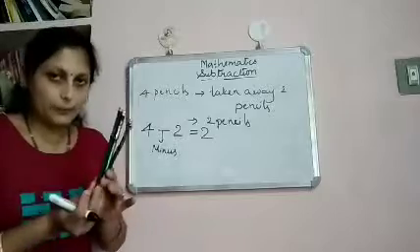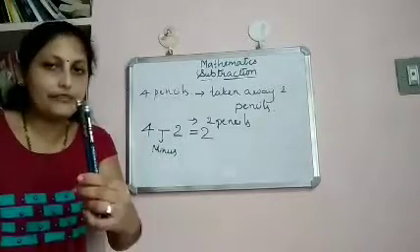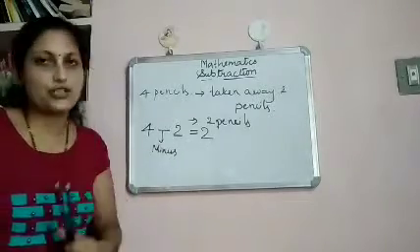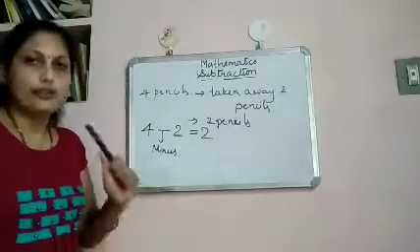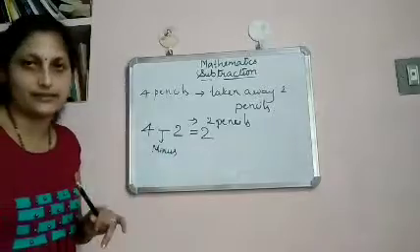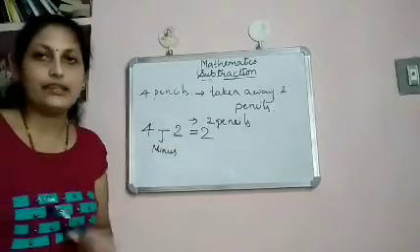Means there were 4 pencils. I have removed 2 pencils, and how many are left? 2 pencils are left. This is called as subtraction. So, for subtraction, we use this symbol that is called as minus. 4 minus 2 is equal to 2. Like this, we write it.